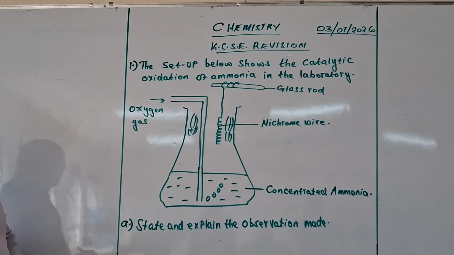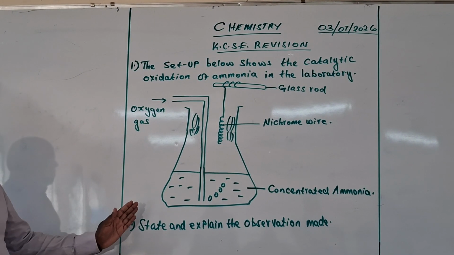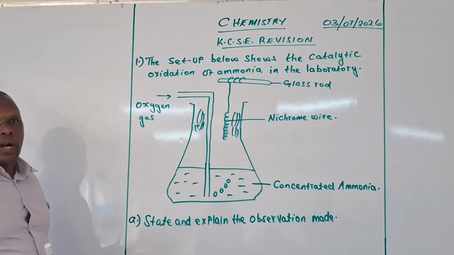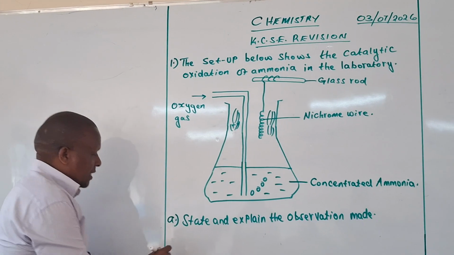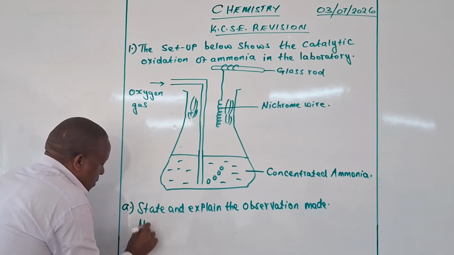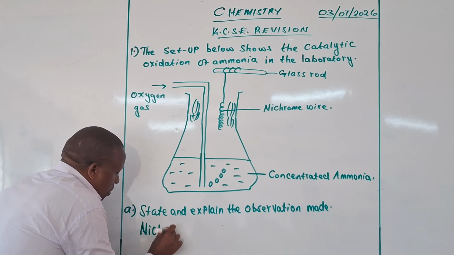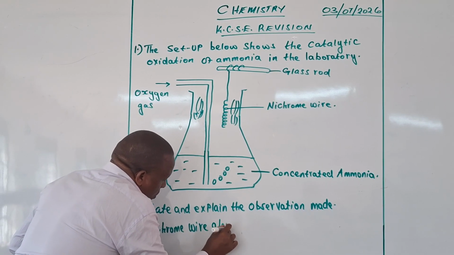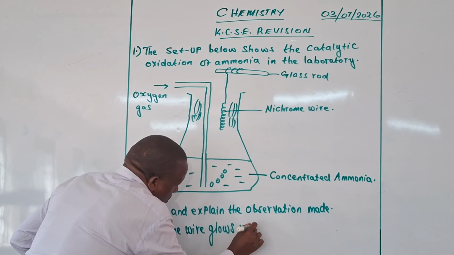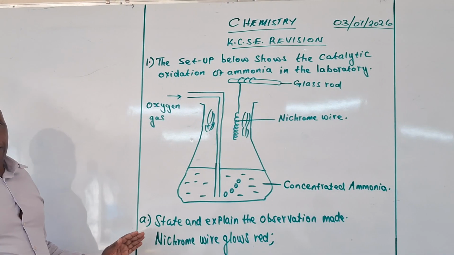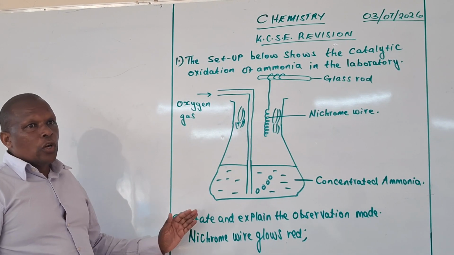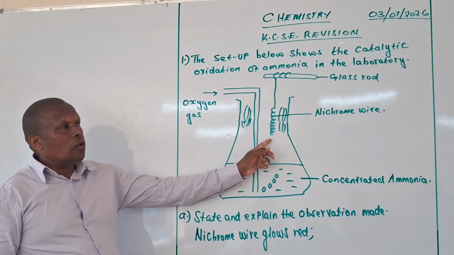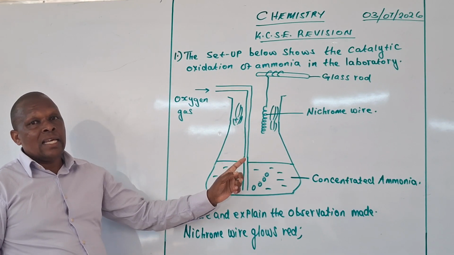There are two main observations which are made in this setup. The first observation is on the nichrome wire. So the nichrome wire glows red. So that's the first observation. We are supposed to indicate the observation and the explanation. Why is it glowing red? It is because the reaction that is taking place on the surface of the nichrome wire is highly exothermic.